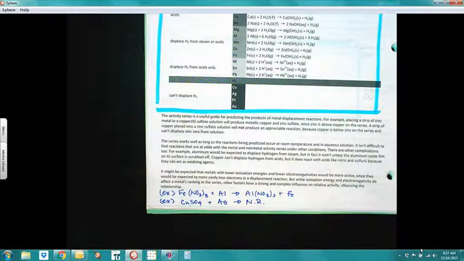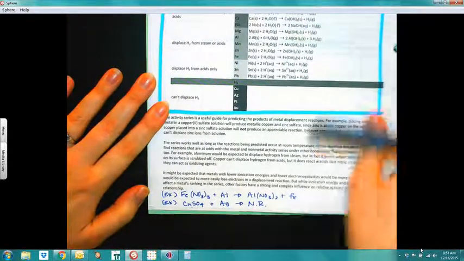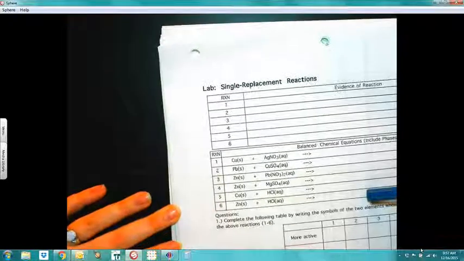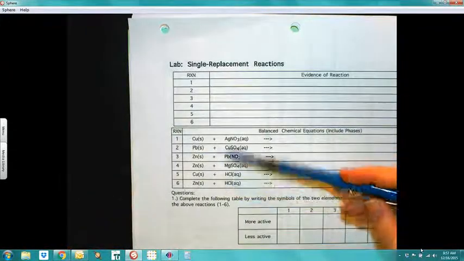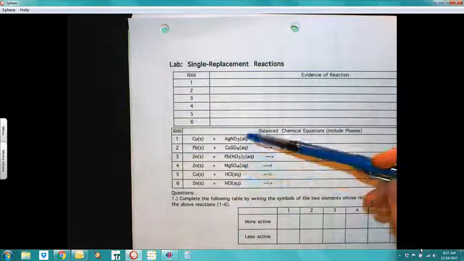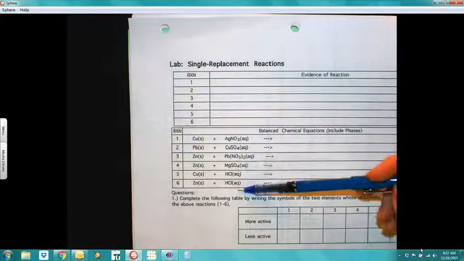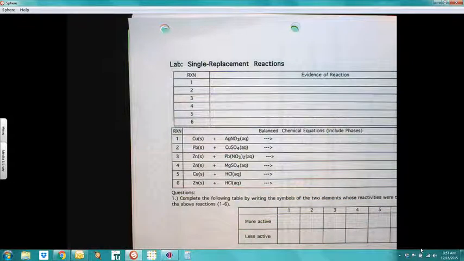Okay? So what we're going to do today in the lab on the next page, so if you turn your paper over here, you are going to be reacting 5 metals with other metals or with an acid to determine whether or not one's more reactive than the other.